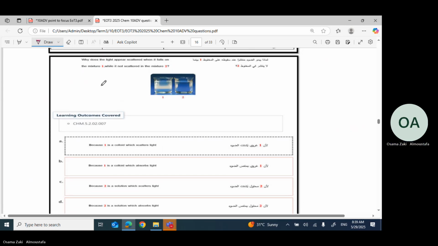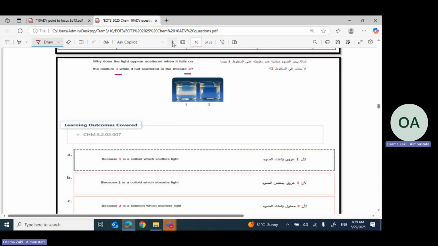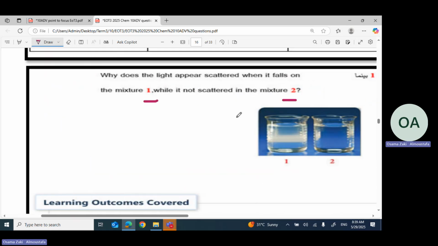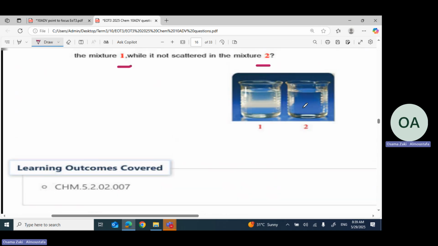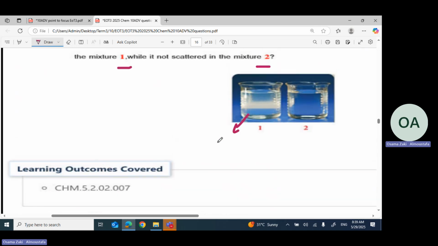This question: why does the light appear to be scattered when it falls on mixture 1, but it doesn't scatter in mixture 2? So look at the picture. Look at the light here. Here, it's cloudy. Here, it's clear. So that means this is colloid, because of scattering light.